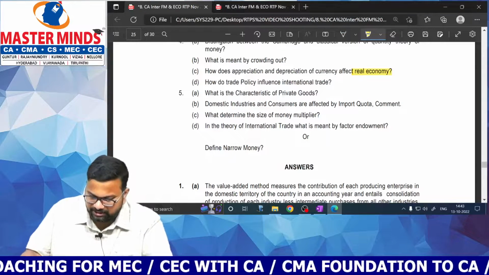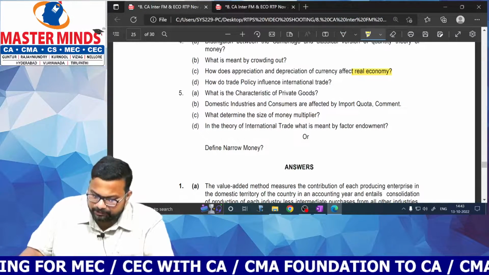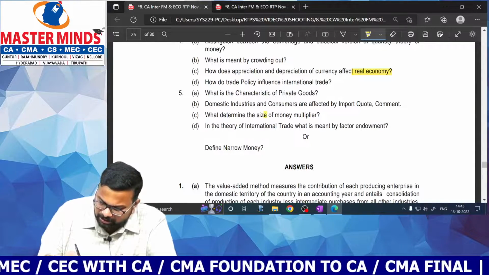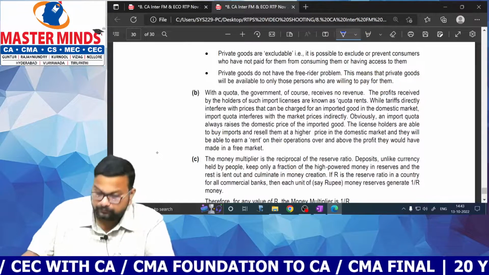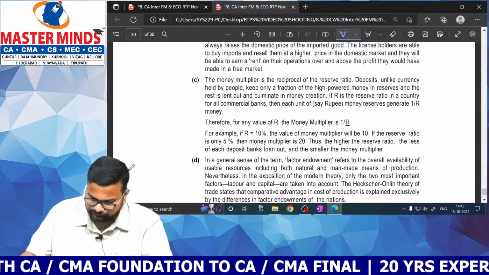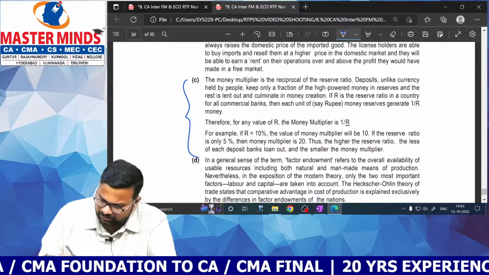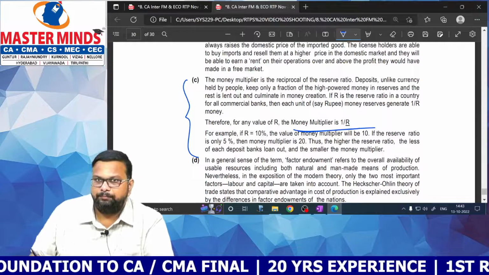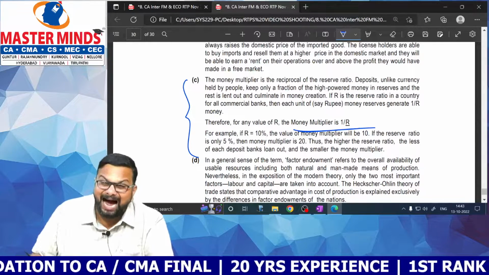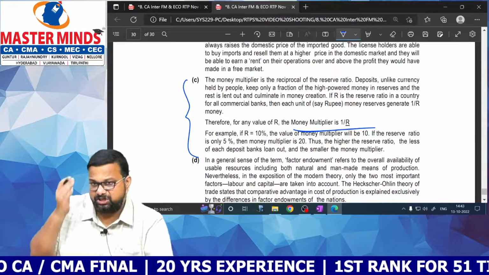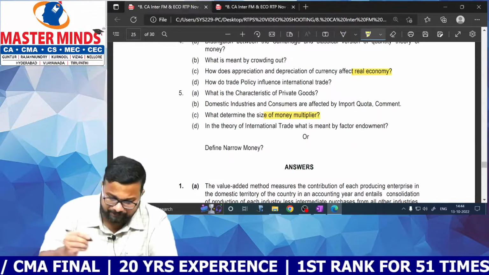Right. Next, what determines the size of money multiplier? Reserve ratio. Higher the reserve ratio, lower the money multiplier. Same thing is given here, and we have this formula also in our material. Money multiplier equal to 1 by R, capital R, nothing but 1 by reserve ratio. Higher the reserve ratio, lower the money multiplier.